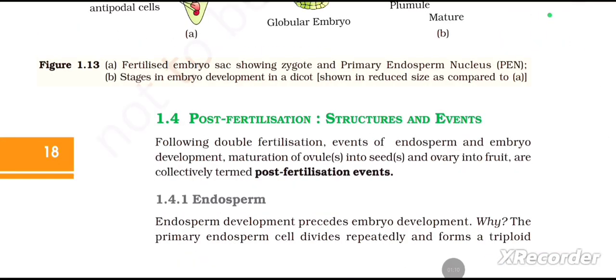1.4 Post-fertilization structures and events. Following double fertilization, events of endosperm and embryo development, maturation of ovules into seeds and ovary into fruits are collectively termed post-fertilization events.